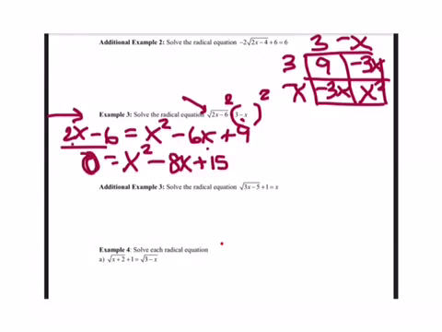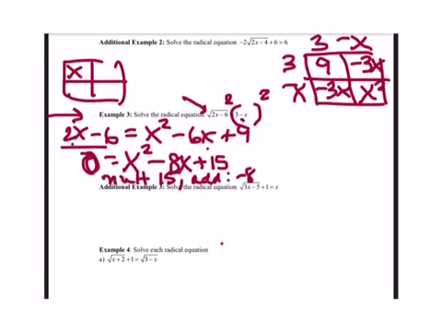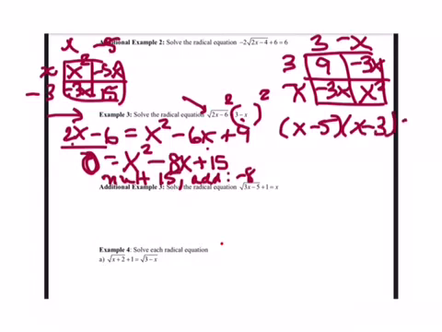So if you take a second and factor, that means I need what multiplies to 15 and adds to -8. That's -3 and -5. So I've got x squared, I've got 15, I've got -5x, -3x. So that's going to be x minus 5 and x minus 3. So I get x equals 5 and 3. Now I need to plug both of those back into the original.